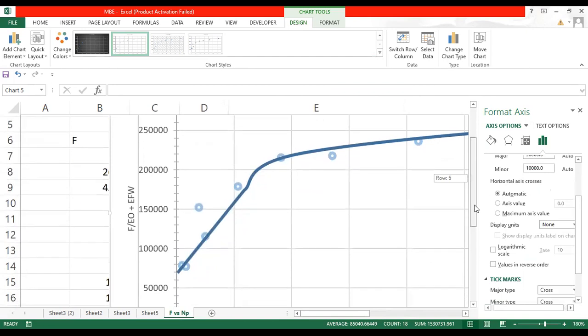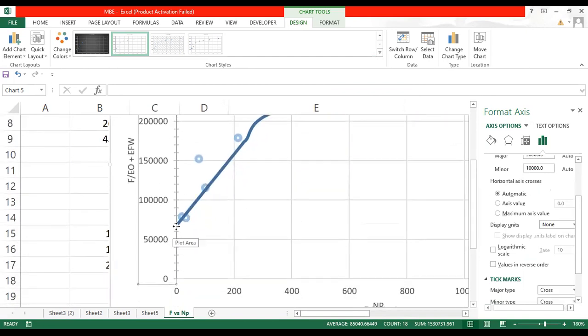You can see that the intercept is made near this point. So 50,000, probably it will be 60, 70, 80, 90, and 1 lakh. So it is coming very close to 70,000. So this represents your N value.